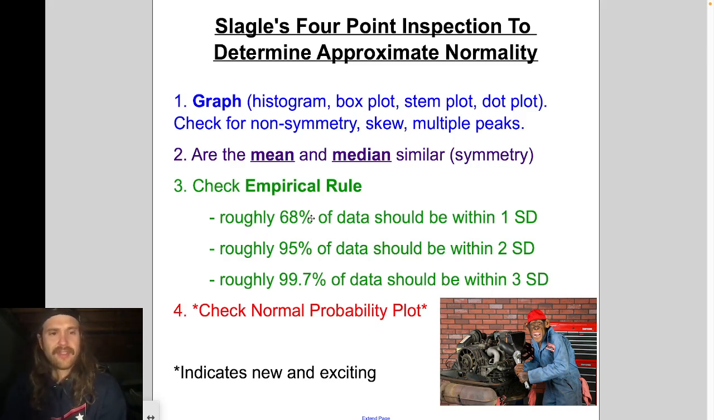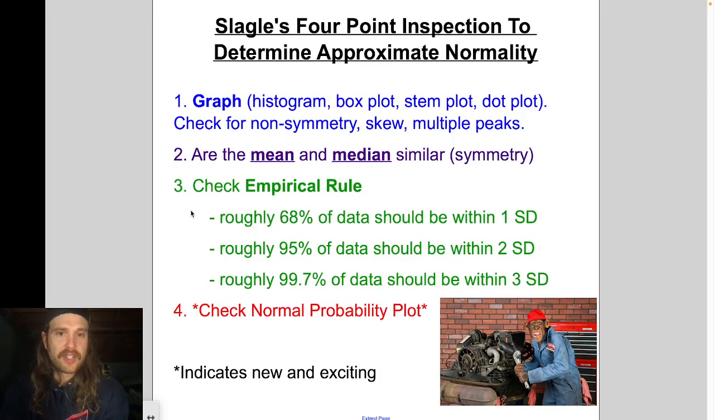Okay, and then the last thing is there's this graph that's new and exciting called a normal probability plot. I'm going to explain to you what that is, and I'm going to show you how to use it here in just a minute. But before I do, I would like to look back at the graph for our wingspan, and let's do 1 through 3 and talk about that briefly. Let's go back really quickly.